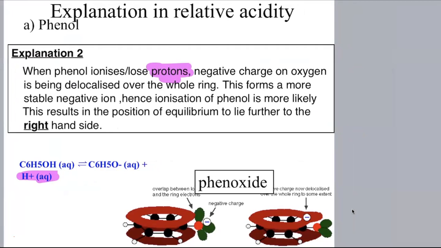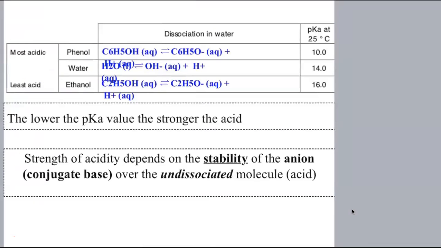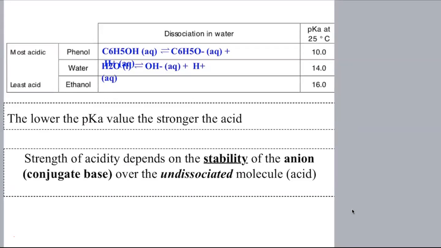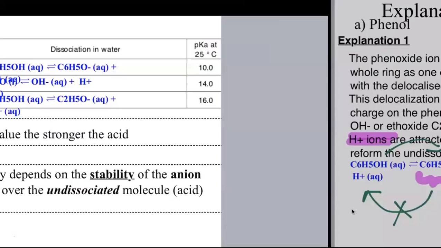So this goes back to this statement, where if you have a more stable ion, it is more likely to be formed. The strength of acidity depends on the stability of the anion over the undissociated molecule. So if your anion is more stable, that means the ion is more likely to be formed. That means ionization happens, which means it is more acidic.